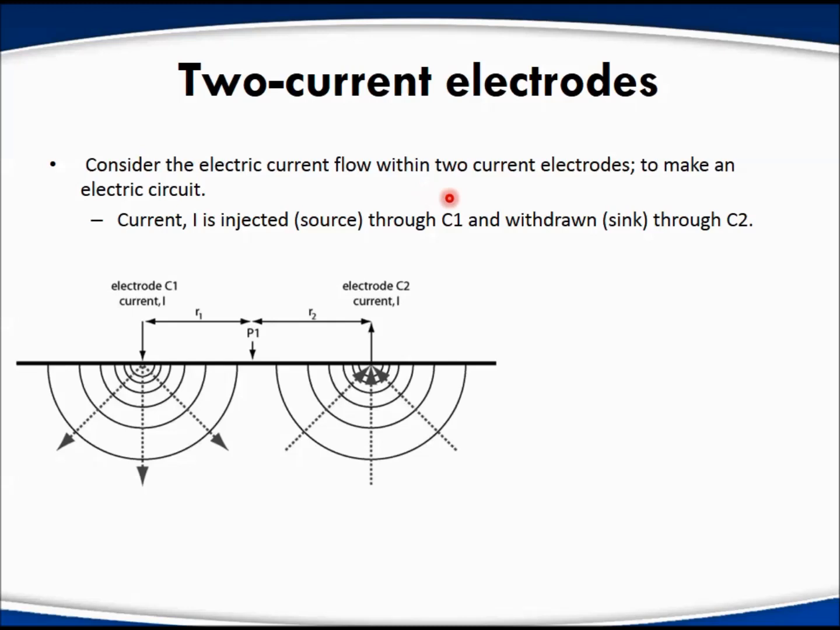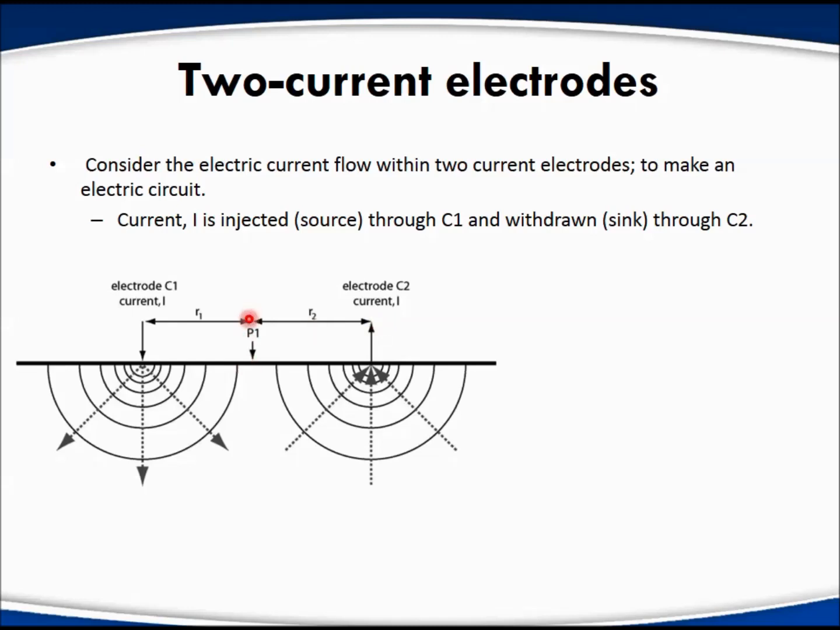Hence we need to have two current electrodes, one at each end. Like here we have electrode C1 and electrode C2. So take a look at this diagram. One will become the injected current electrode, which is electrode C1, and the other one here will become the withdrawn or sink current electrode, C2.